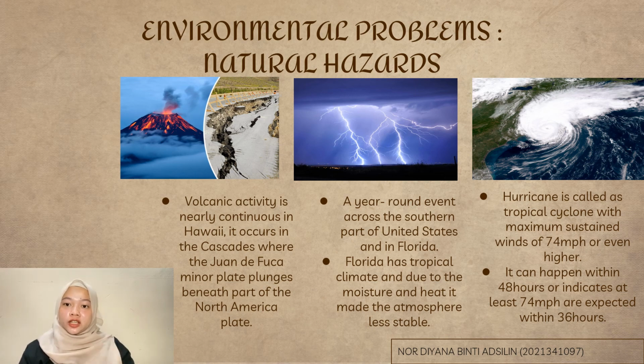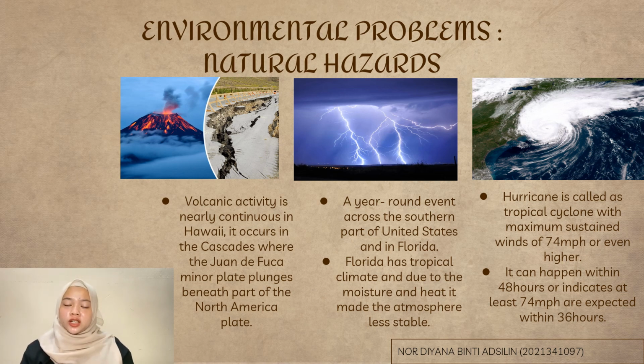The fifth picture is about lightning. Lightning is a year-round event across the southern United States and in Florida. Florida has a tropical climate, and due to moisture and heat, it makes the atmosphere less stable.